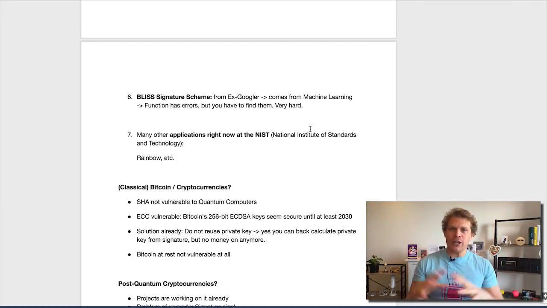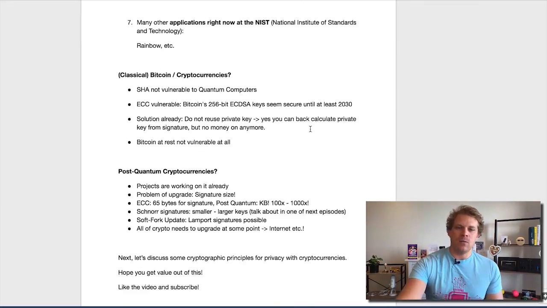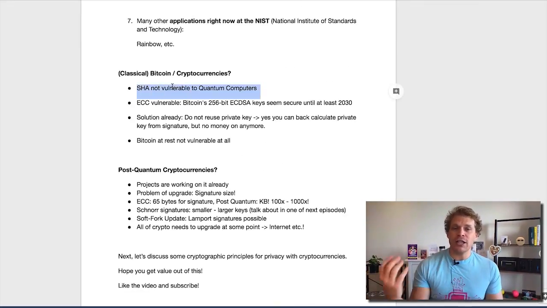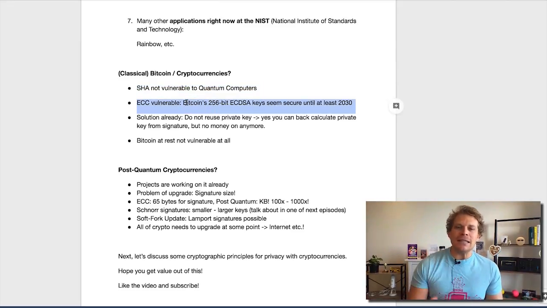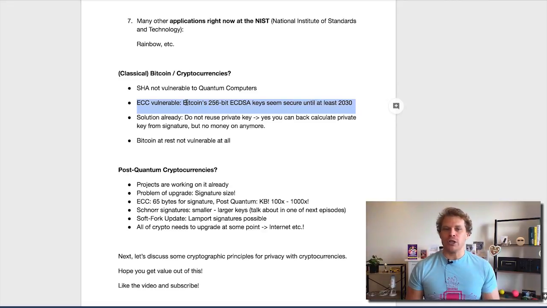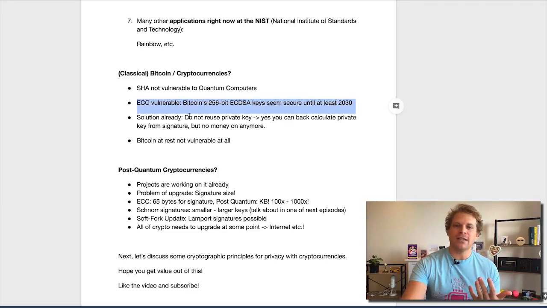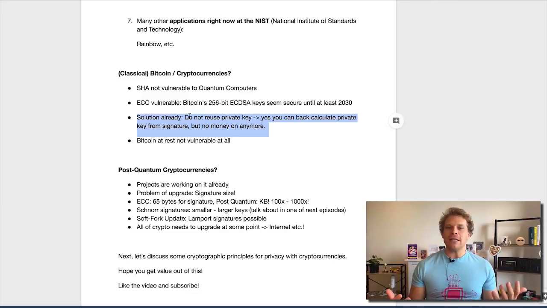Now, what does this actually mean for Bitcoin and cryptocurrencies? Well, SHA as a hashing algorithm is not vulnerable to quantum computers. Elliptic curves are. But at the moment, it still seems that the 256-bit version is secure until 2030. So we have around 10 years, so this should be quite easy. Now, there is a solution, obviously, and the solution is: do not reuse a private key.